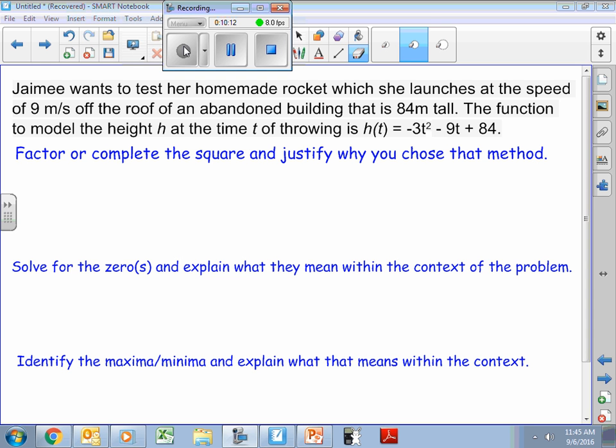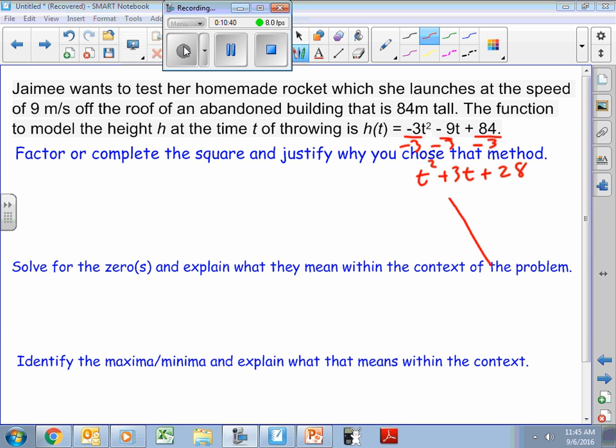Here comes step 1. Divide by -3 on all of them, which again, most of you did. -3, -3, -3. Gave us t squared plus 3t minus 28. From there, to factor this, you do the big X.